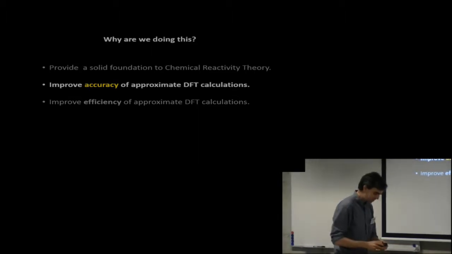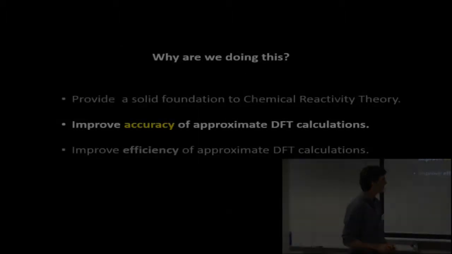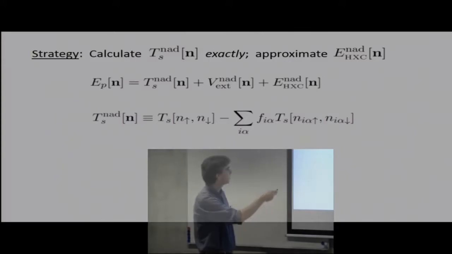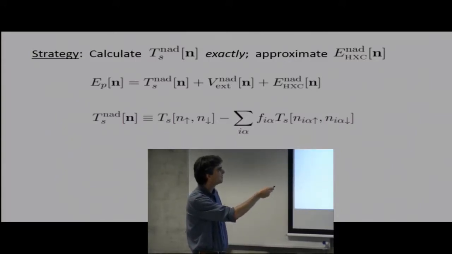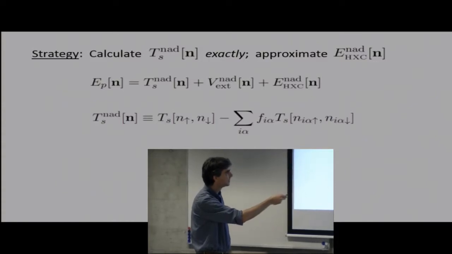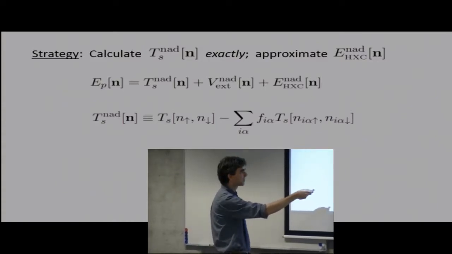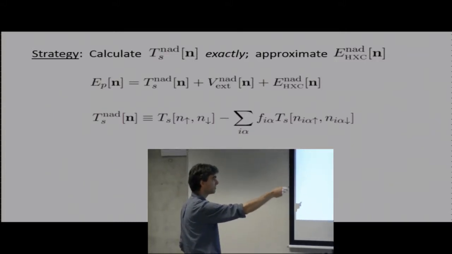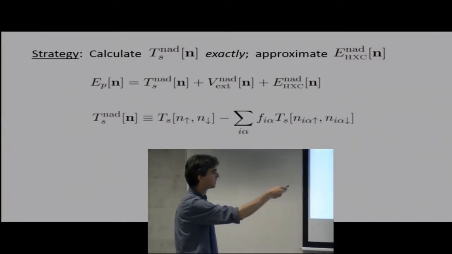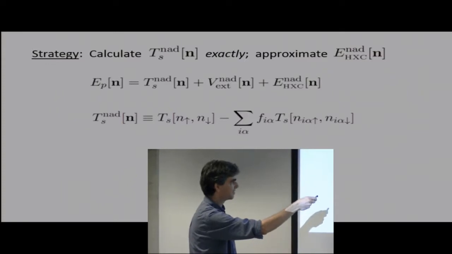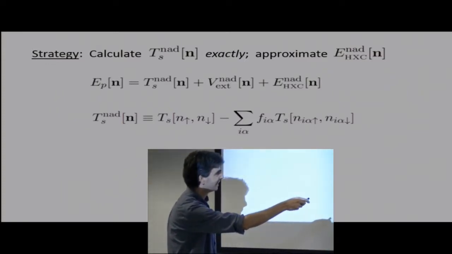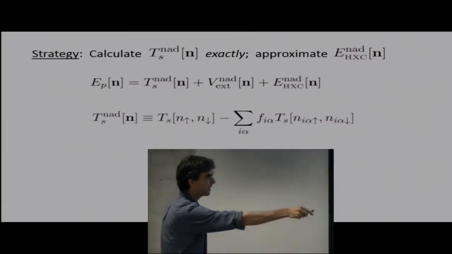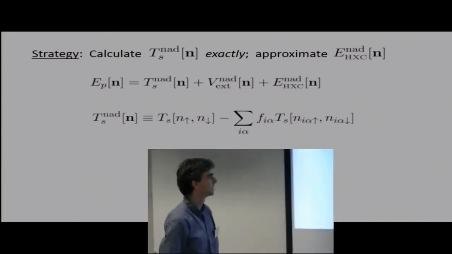Okay, so why do I say that we can use partition DFT to improve the accuracy of approximate calculations? The strategy that we follow is to calculate the non-additive, non-interacting kinetic energy exactly, and approximate a non-additive Hartree exchange correlation, where these non-additive pieces are defined here. When you write everything in Kohn-Sham language, these are the contributions to the partition energy. And I write here the non-additive kinetic energy in detail, including these ensemble components, and we use these spin densities for the fragments. So Fi alpha stands for the ensemble components.